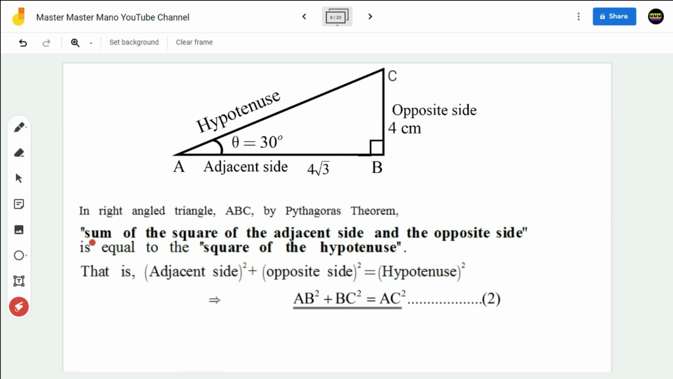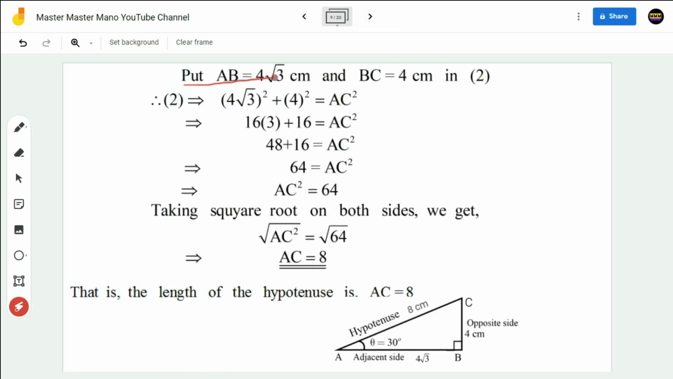Pythagoras theorem states that the sum of the square of the adjacent side and the opposite side is equal to the square of the hypotenuse. That is, AB square plus BC square equal to AC square. This adjacent side can be written as AB square, plus this opposite side square can be written as BC square, and this hypotenuse square can be written as AC square. And this equation is named as 2.